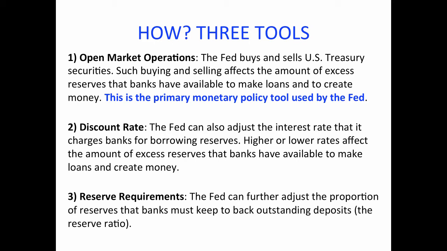Number two, the Fed can also adjust the interest rate that it charges banks for borrowing reserves, which is called the discount rate. Not very often used, but it's available. And number three, the Fed can directly adjust the proportion of reserves that banks must keep to back outstanding deposits. Again, it's not a very frequently used tool, but it's available as well. All three tools affect the money creation process undertaken by banks, and therefore, in theory, can be used to change the quantity of money in circulation.